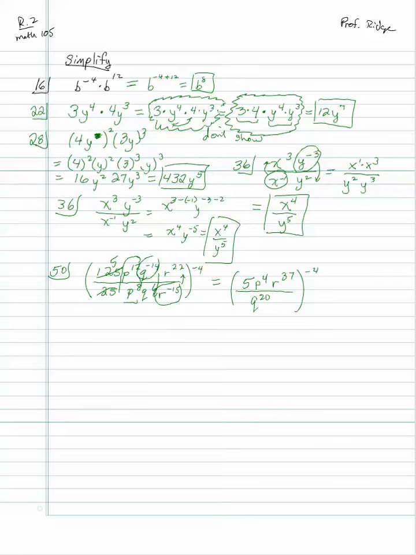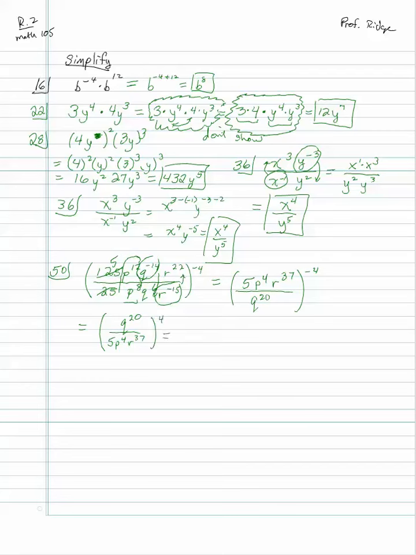Now I'm raising everything to the negative 4. What I like to do is split this apart into 2 stages. The negative flips the whole fraction around. So that's another way to think of a negative exponent, the reciprocal. 5 p to the fourth over r to the 37. And now I'm going to raise everything to the fourth power.